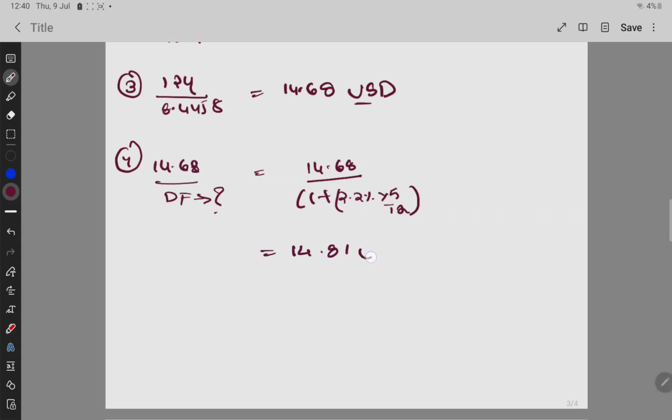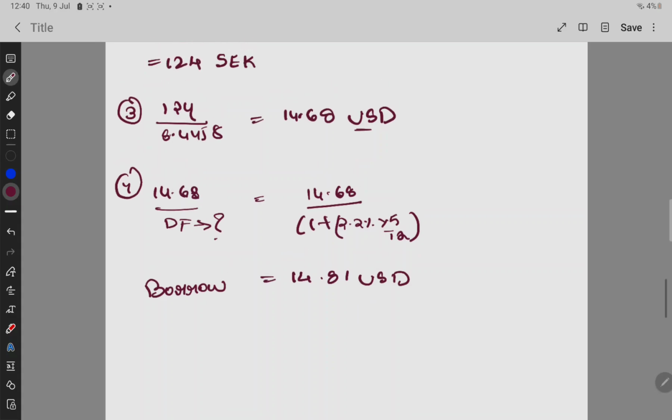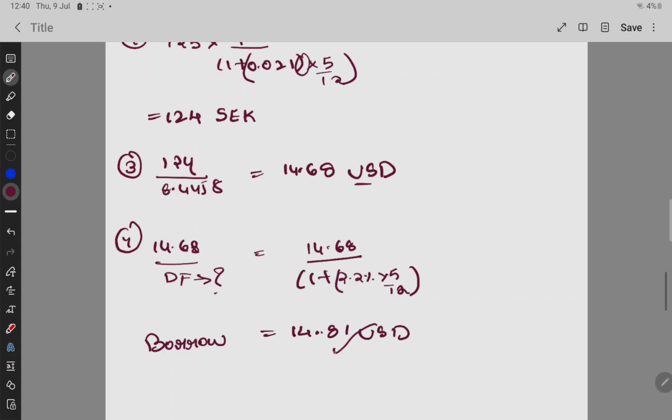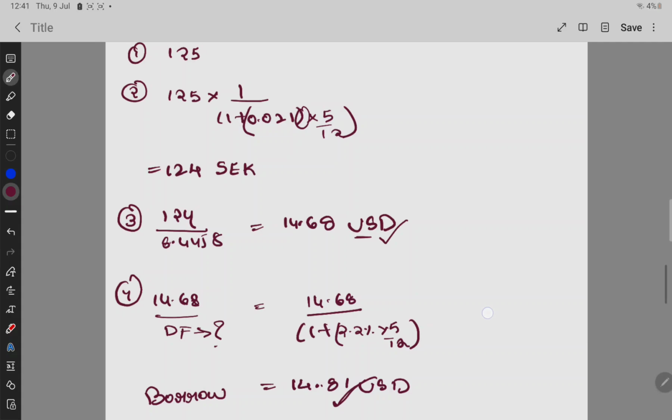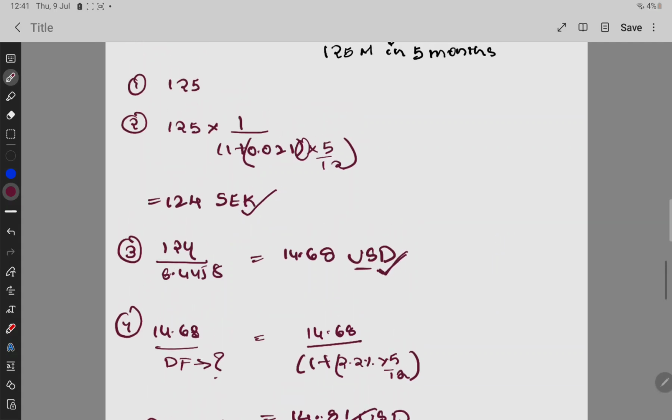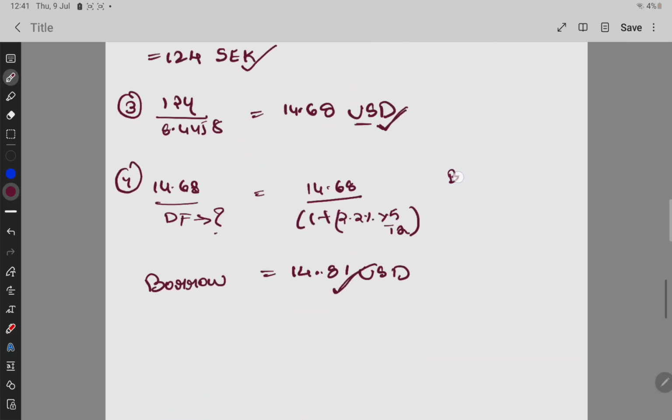14.81 what? USD. So what is this amount? Borrowing amount. So you will borrow this much. Okay, 14.81. You convert. So this is a reverse method technique. First you borrow this amount, you convert this amount, then you invert. So that is the step in payments.